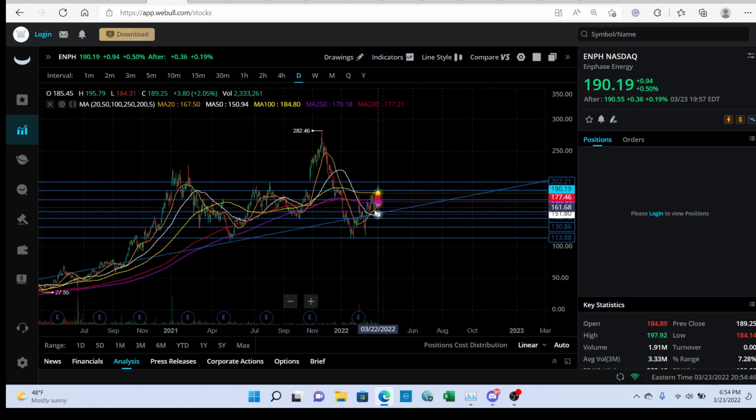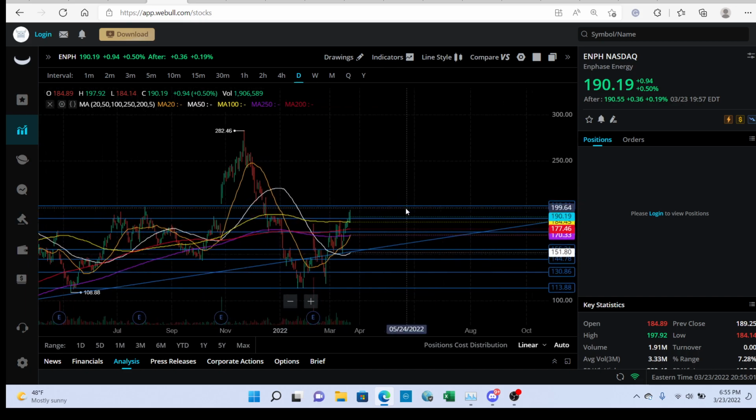And when we zoom out, always zoom out. This head and shoulders formation could really happen. So I would definitely want to be trimming some of my position around here if I do own ENPH and if I'm not particularly a long-term investor.